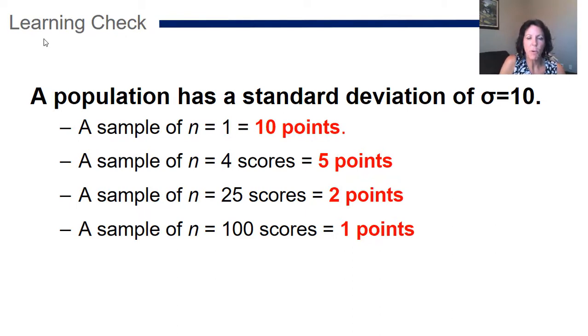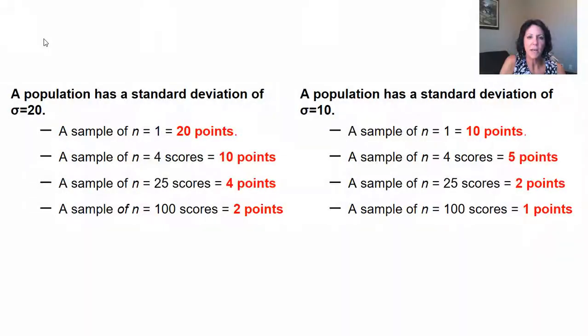But let's take a look at both of these checks that we've done side by side. On the left, we have a standard deviation for the population of 20, and on the right, we have a standard deviation for the population of 10. So the pattern holds, as you can see, that as the sample size increases, the standard error decreases from top down. But also look from left to right, that as our population standard deviation decreases, our standard error also decreases.